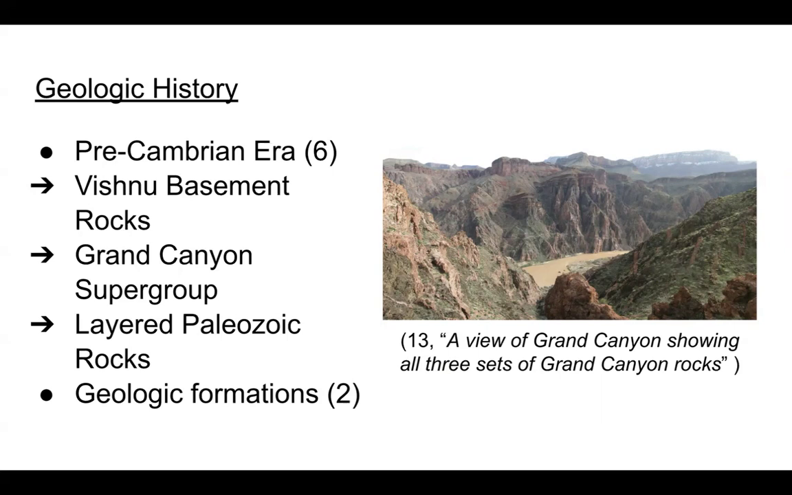The Grand Canyon's middle layer of rocks dates back to nearly 700 million years ago, and this layer is called the Grand Canyon Supergroup, which are sedimentary and igneous layers. And the Grand Canyon's top layer of rocks, which you can see in the photo that's displayed on the screen, are called the layered Paleozoic rocks, which are sedimentary layers that are nearly 270 million years old.